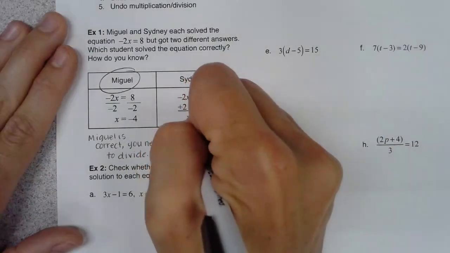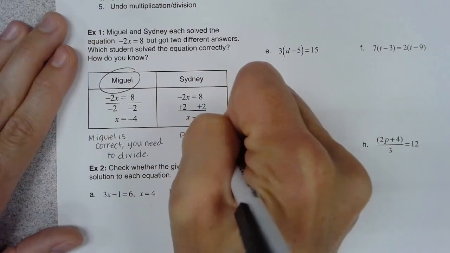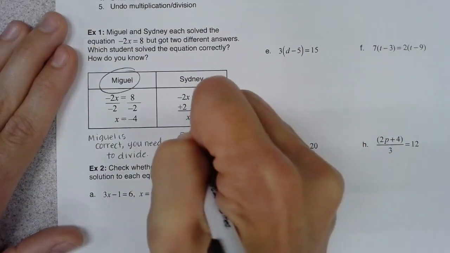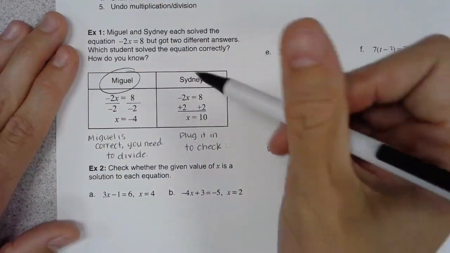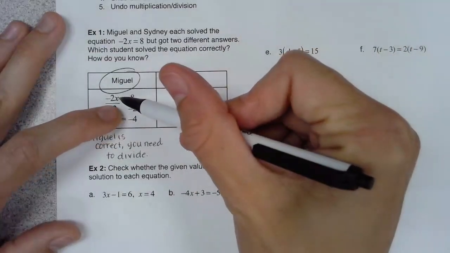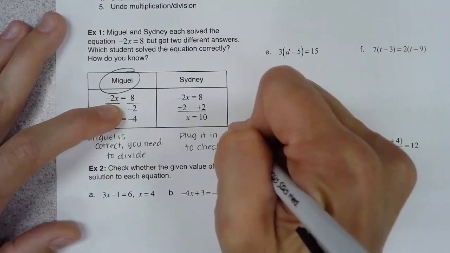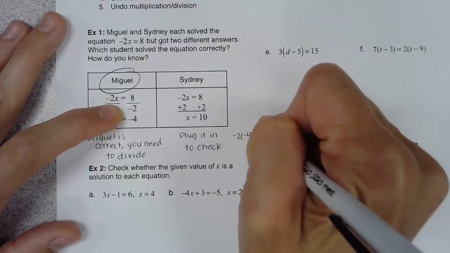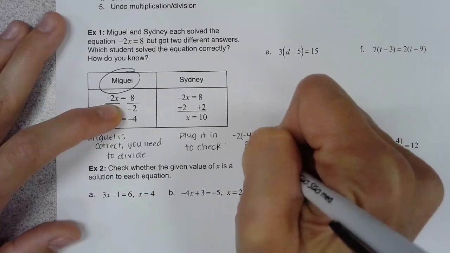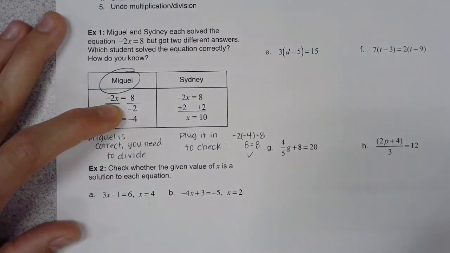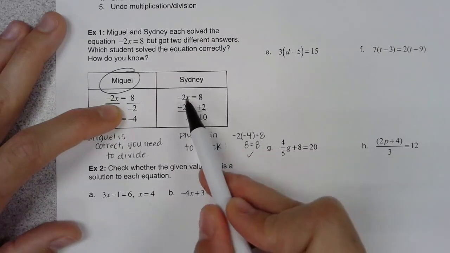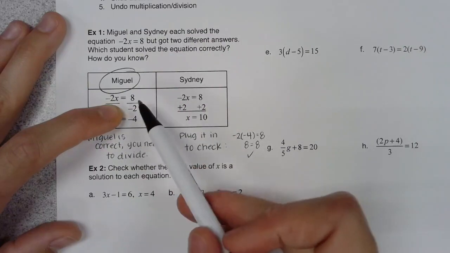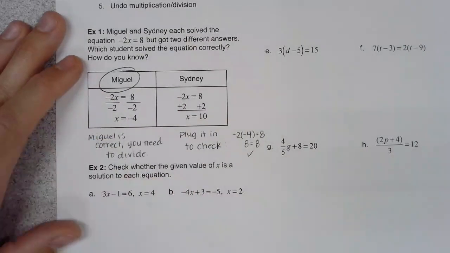So just a reminder that you can plug it in to check that you got the correct answer. Anytime you solve a linear equation, you can always take the number that you got and plug it back into the problem. So in this case, if I did negative 2 times negative 4, negative 2 times negative 4 gives me 8, and so that works as the answer to the question. So plugging it in to check the answer lets you see whether or not it's right. If you plugged in a 10, negative 2 times 10 would give you negative 20, and that doesn't equal negative 8. So that's how you know that this person did it right and this person did it wrong.